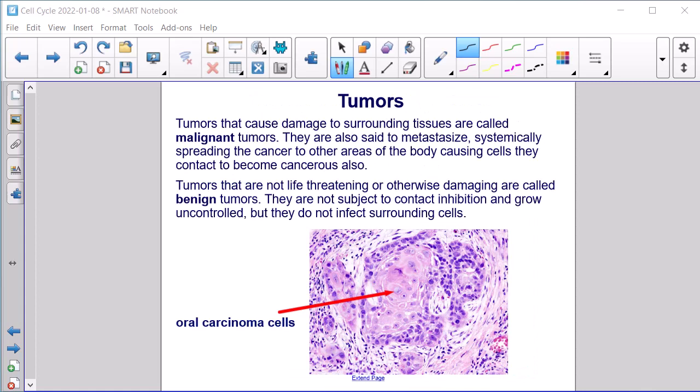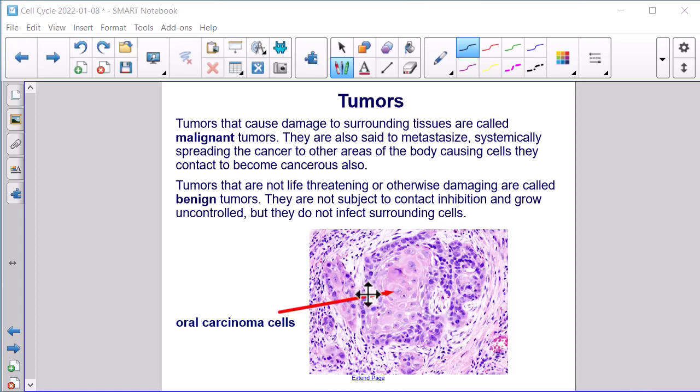Tumors. Tumors that cause damage to surrounding tissues are called malignant tumors. They are also said to metastasize, systemically spreading the cancer to other areas of the body, causing cells they contact to become cancerous also. Tumors that are not life-threatening or otherwise damaging are called benign tumors. They are not subject to contact inhibition and grow uncontrolled, but they do not infect surrounding cells.